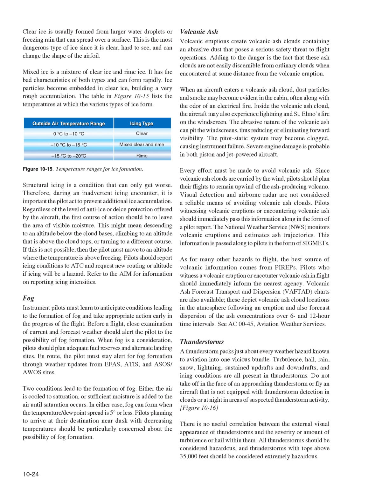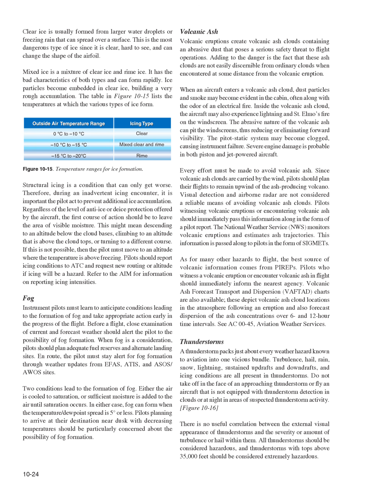Fog. Instrument pilots must learn to anticipate conditions leading to the formation of fog and take appropriate action early in the progress of the flight. Before a flight, close examination of current and forecast weather should alert the pilot to the possibility of fog formation. When fog is a consideration, pilots should plan adequate fuel reserves and alternate landing sites. En route, the pilot must stay alert for fog formation through weather updates from EFIS, ATIS, and ACIS/OOS sites.